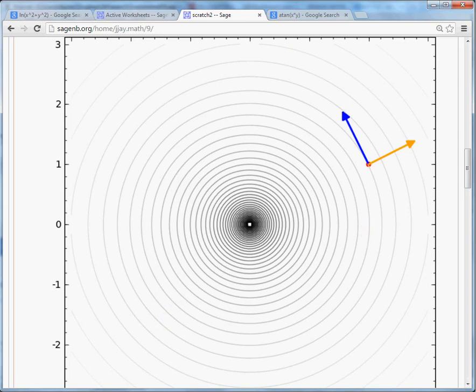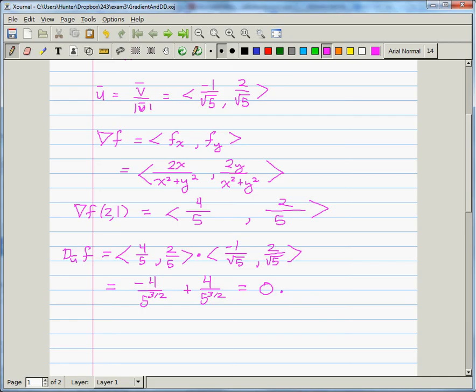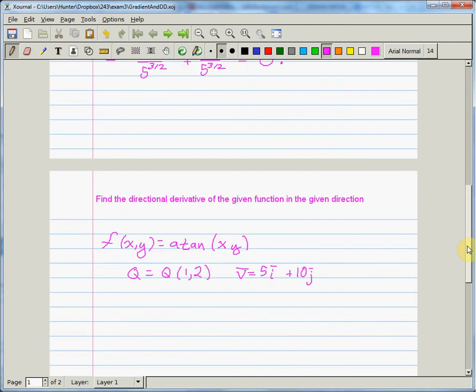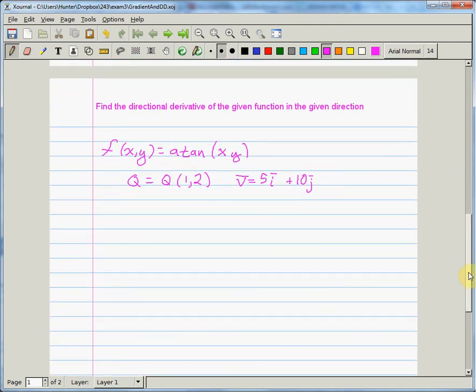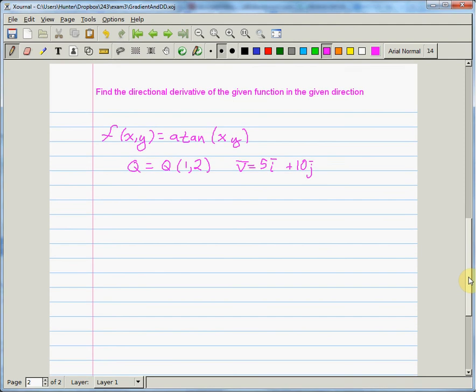Okay, so we have the other example to go through. So let's scroll down here. It says find the directional derivative of the given function in the given direction. So this time we're working with arctangent, and the point is (1, 2), and this is the direction. Now it's given in this notation instead of the component notation. So let's normalize v. So what is the norm of v?